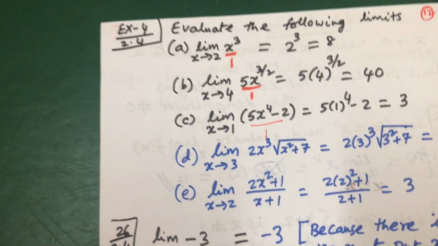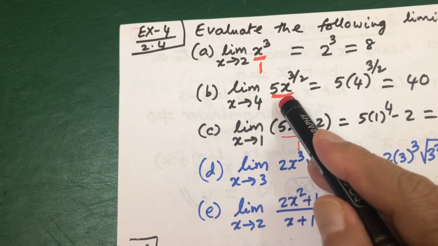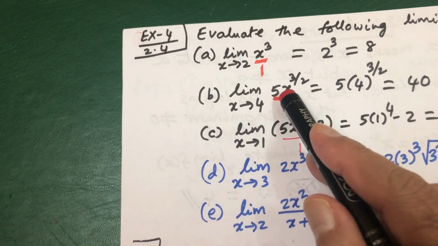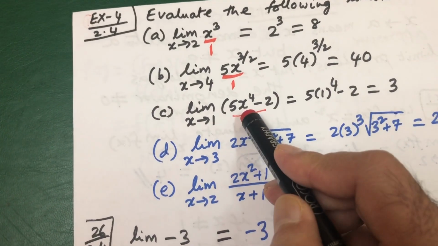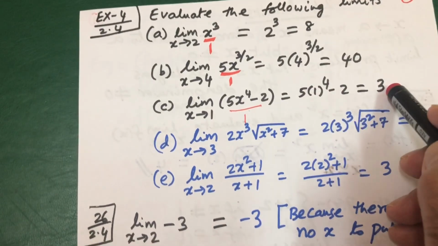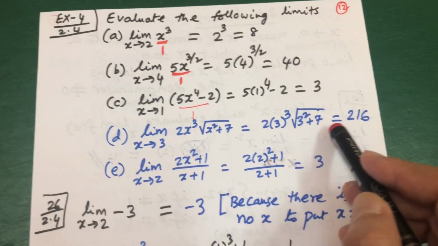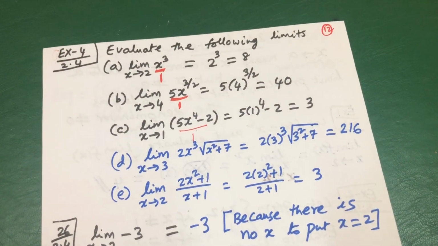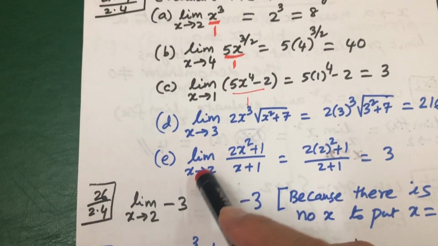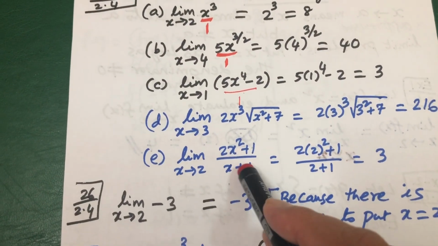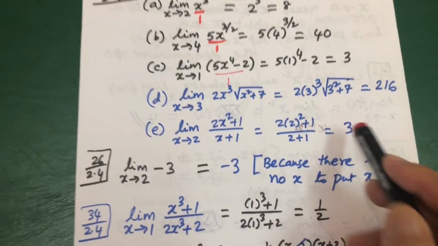Here there is a denominator. See, this x plus 1 is the denominator. So I want to find this. The denominator is not equal to 0. So x equal to 4, 5 times 4 to the power 3 by 2, use a calculator, 40. Similarly, x equal to 1, there is no denominator, 5 times 1 to the power 4, and the answer is 5. Here there is no denominator, simply put x equal to 3, 2 to the power 3, 3 squared, and you get 2 over 16 as the answer. And here x equal to 2, because there is a denominator, make sure this denominator is not equal to 0. I put 2, 2 plus 1 is 3, 3 not equal to 0. So simply I get the answer 3.